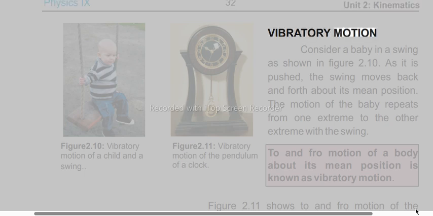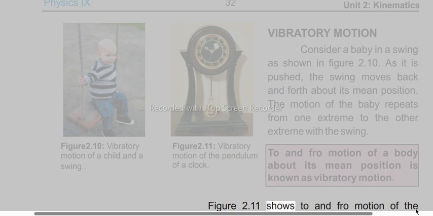Vibratory motion. Consider a baby in a swing, as shown in Figure 2.10. As it is pushed, the swing moves back and forth about its mean position. The motion of the baby repeats from one extreme to the other with the swing. To and fro motion of a body about its mean position is known as vibratory motion.